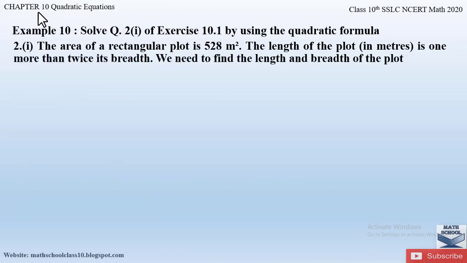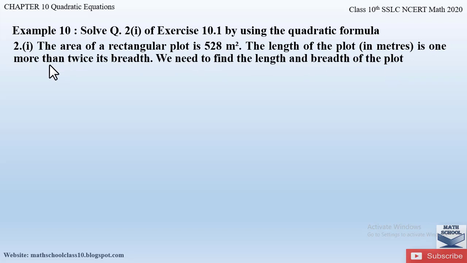Example number 10 from chapter 10 quadratic equation says solve the question number 2 first part of exercise 10.1 by using the quadratic formula. So this is the question number 2 first part. It says the area of a rectangular plot is 528 meters square. The length of the plot in meters is 1 more than twice its breadth. We need to find the length and breadth of the plot.